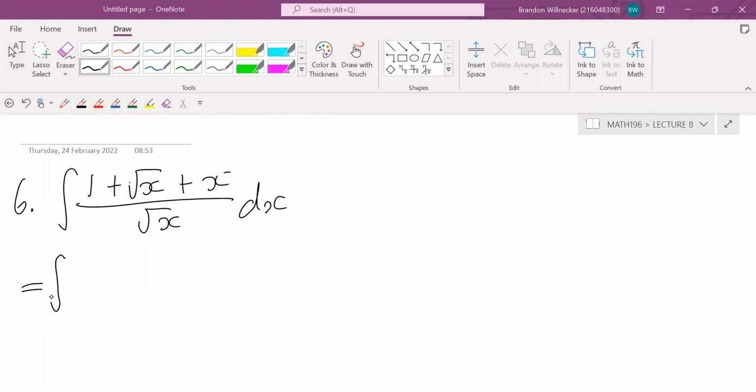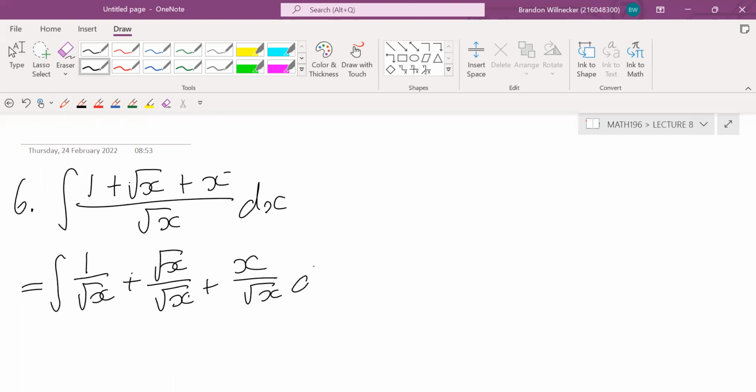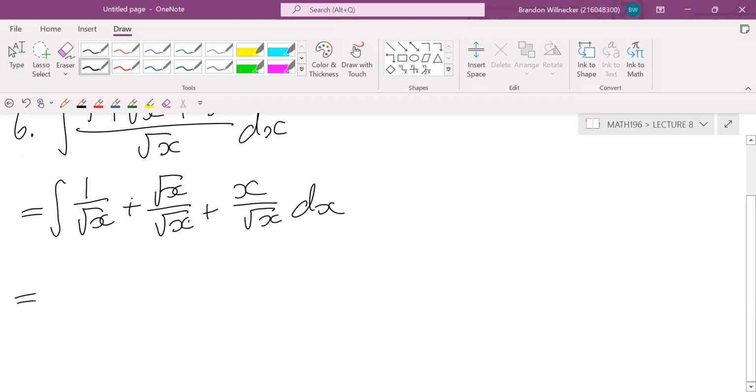So if we expand this fraction, we're going to get 1 over root x plus root x over root x plus x over root x. Okay, so when integrating things like this, we like to have individual terms so that we can apply the rules to the terms one by one, rather than having one complicated fraction. Now, if we remember that the square root of x is the same thing as x to the 1/2, we can rewrite all of these using powers.